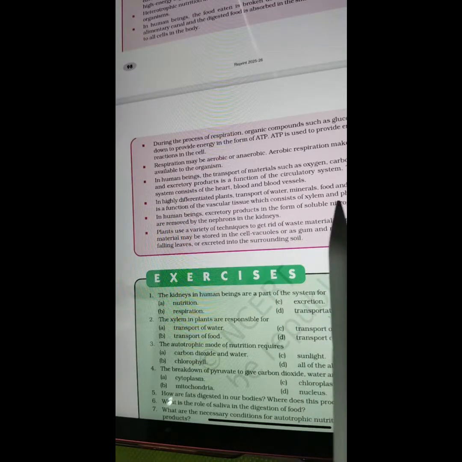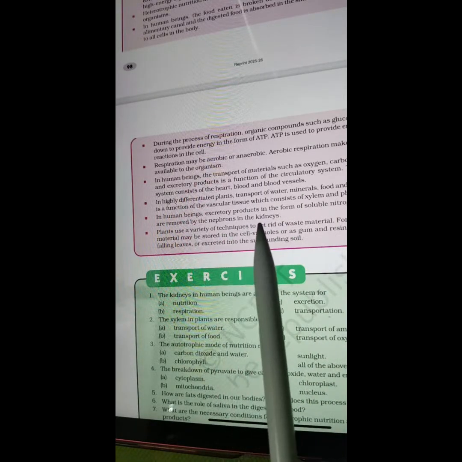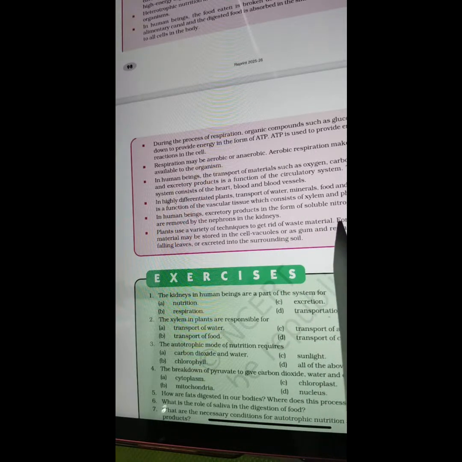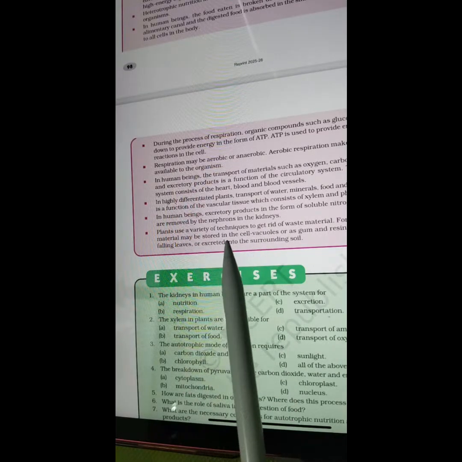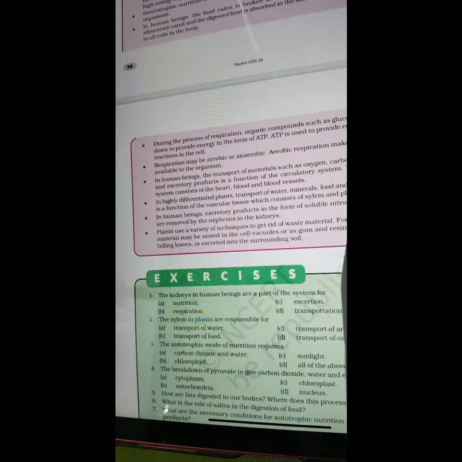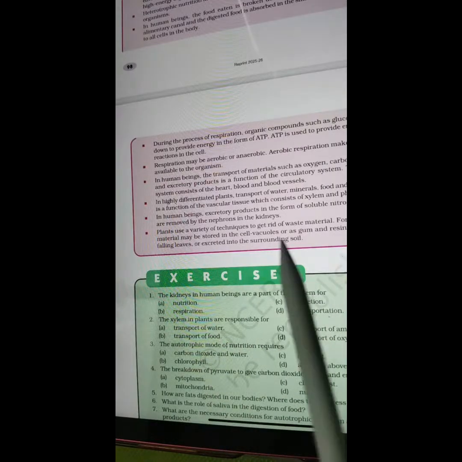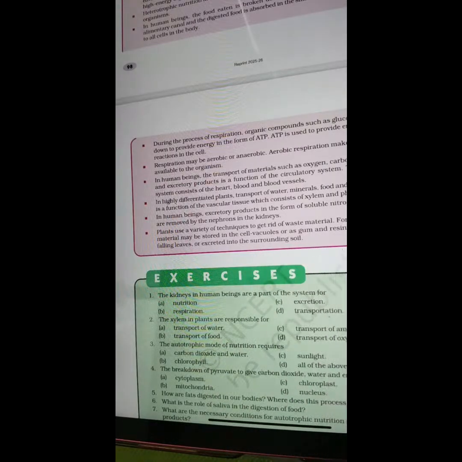In highly differentiated plants, transport of water, minerals, food, and other materials is a function of vascular tissue, which consists of xylem and phloem. In human beings, excretory products in the form of soluble nitrogen compounds are removed by the nephrons in the kidneys. Plants use a variety of techniques to get rid of waste material. For example, waste material may be stored in the cell vacuoles or as gum or resin, removed in the falling leaves, or excreted into the surrounding soil.